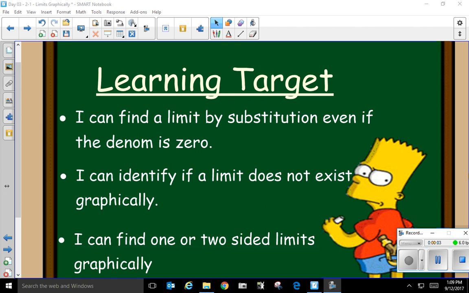Learning targets today. Let's see what we're going to learn today. I can find the limit by substitution even if the denominator is 0, because we all know that's a special no-no when the 0 ends up on the bottom of a fraction. I can identify if a limit does not exist graphically. I can find one or two-sided limits graphically.